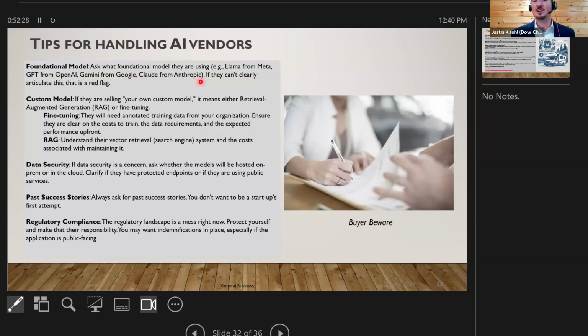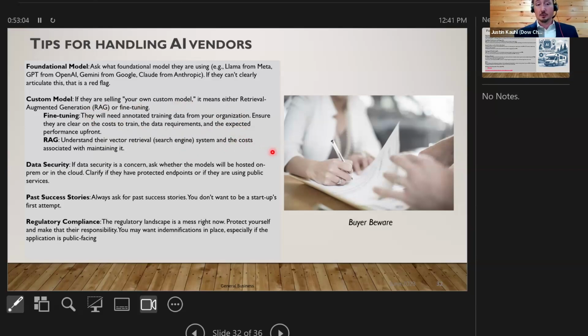If they don't understand the question, they can't answer it, it's a huge red flag, because they're all using a foundational model, even if they try to tell you that they're not, because they cannot fund their own generative AI build. Just like I said, they need tons of money and nobody's going to do that. If they're selling your own custom model, it usually means either retrieval augmented generation, which is the RAG that I talked about, or some level of fine tuning on your data. There are costs associated with running these, more so than just the generative AI. It's not going to just be a token cost. You're going to also have to run a search engine. You're also going to have annotated data. It's a little bit more expensive than they're going to make it sound.